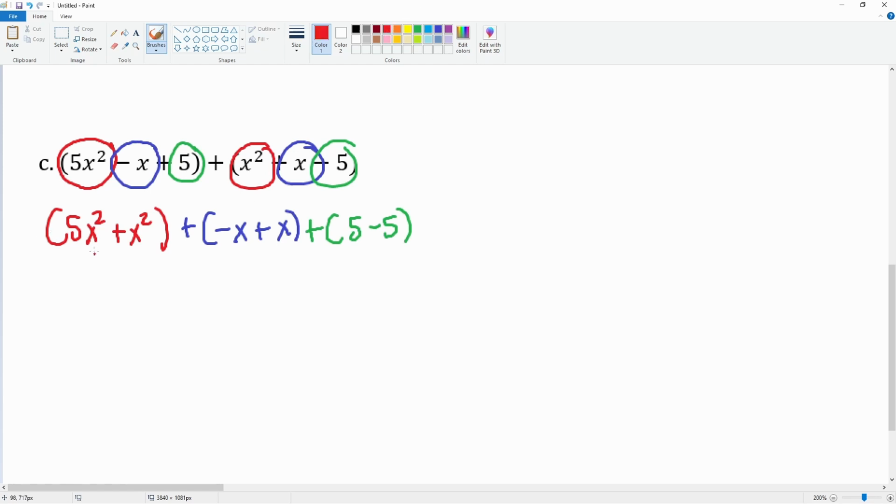All right, 5x squared plus x squared becomes 6x squared. Negative x plus x becomes plus 0x. And then 5 minus 5 becomes plus 0. Notice, we don't ever write that plus 0, and we don't ever write that plus 0x because that is just 0. So the full answer is just 6x squared.